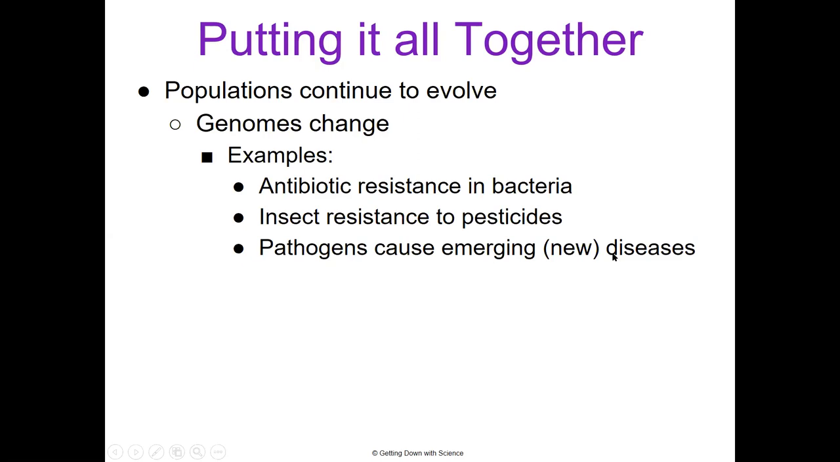Pathogens cause emerging or new diseases. Well, obviously, if we've got new diseases coming out in areas where we already had other diseases, that means that they must be mutating, they must be changing to be able to get you sick again. Constant new strains.